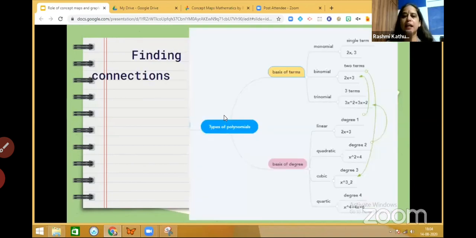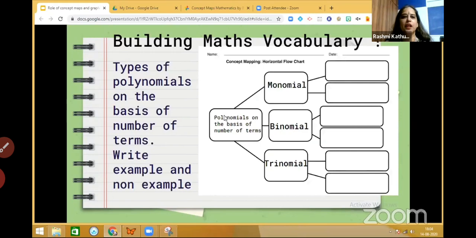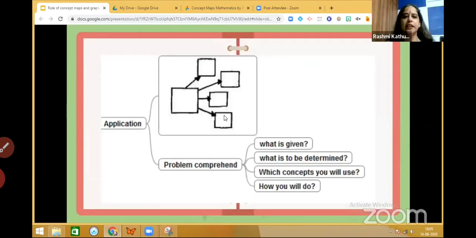So we did an exploratory activity on types of polynomials, like on the basis of terms and on the basis of degrees, how we classify, and do we find some kind of relationship between these terms. So finding connection is a great way of learning mathematics. Now, when we have to build the vocabulary of the children, because vocabulary is the major component of learning mathematics, then such blank templates can be given to the children for expressing their knowledge.